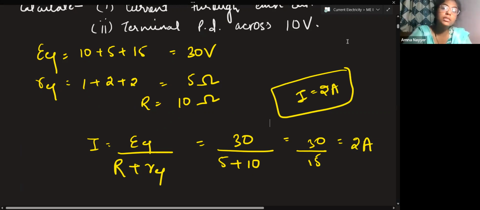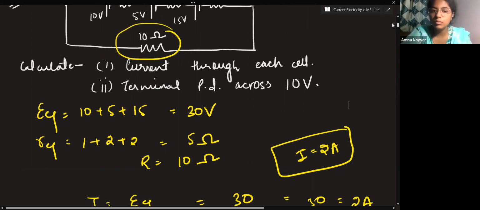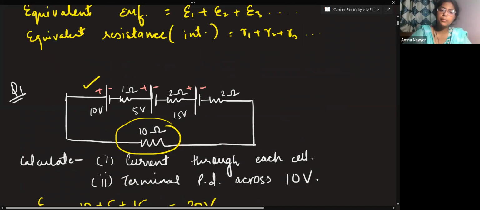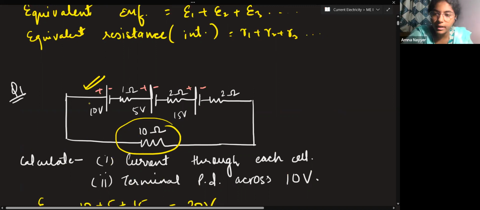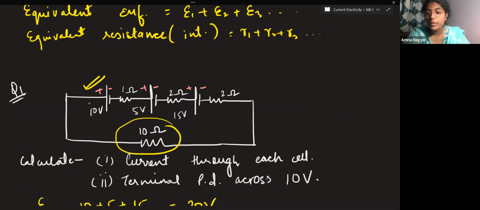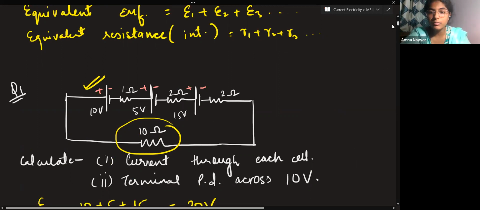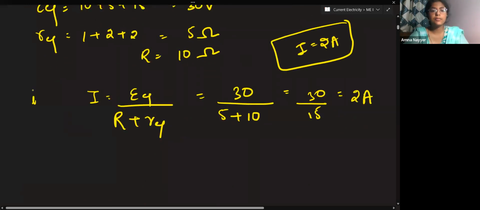Then it says, what's the terminal potential difference across 10 volts? So EMF is given to you as 10 volts. Value of EMF right now for this cell, this becomes 10 volts. Internal resistance for this cell is what? It's 1 ohm. You have to find out the terminal potential difference. Yesterday we studied an equation. This is the answer for the first part.